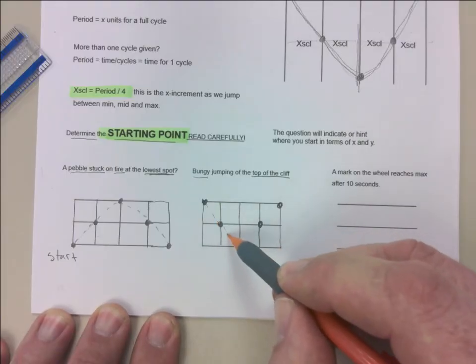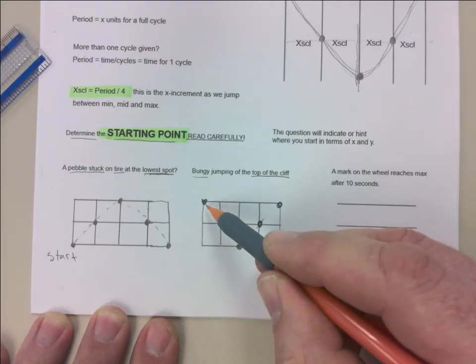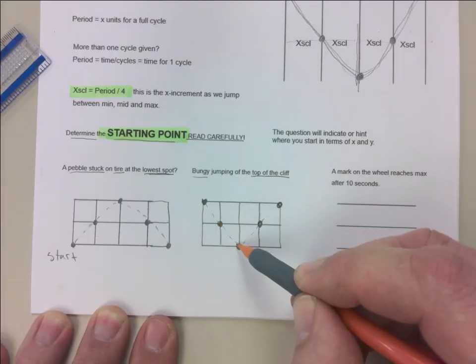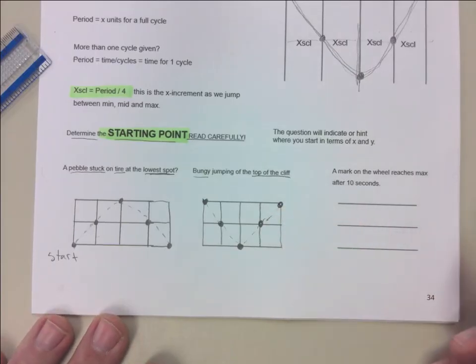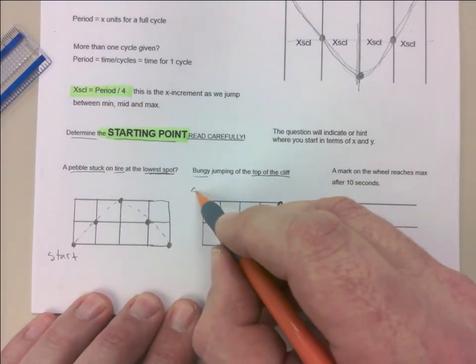So the action over time, you jump, right? Your height is going to decrease to the lowest point, and then it's going to go back up. 5 points. So you're starting here.